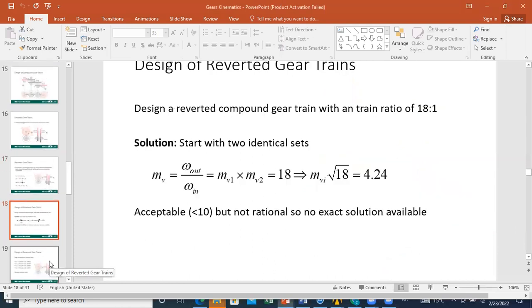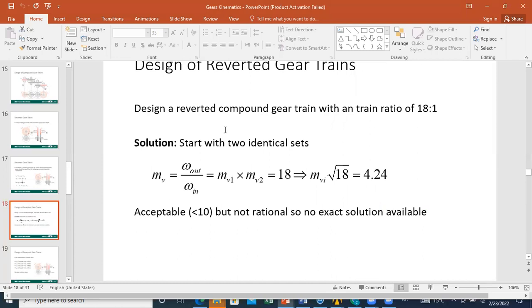let us do an example together. They want us to design a reverted compound gear train capable of creating a train ratio of 18/1. So to create this reverted compound gear train system, I can already say I need at least 2 sets. As usual, I start with the minimum possible number of sets. If this is fine for me, I stop here. If not, I can then increase the number of sets.